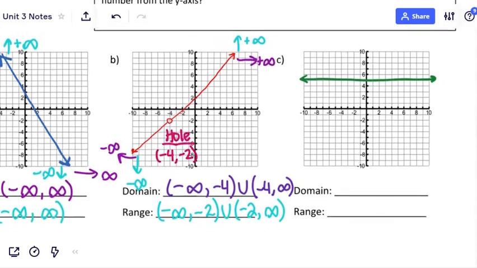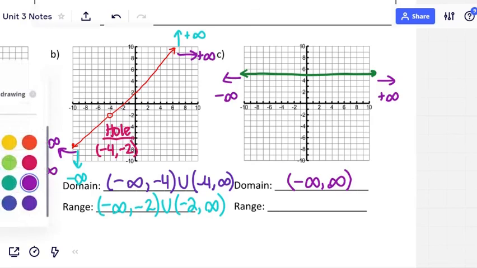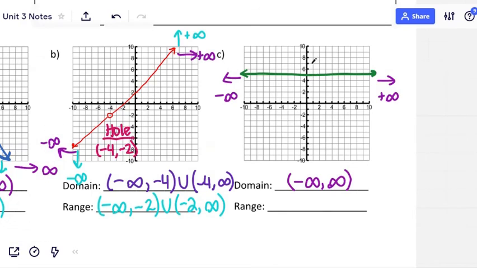Okay, and now in this last example, I'm going to look at this graph. Start with the domain. I'm going forever to the left, negative infinity, and to the right, it goes to positive infinity. I have no holes in the middle here, so I go from negative infinity to positive infinity, just like that.